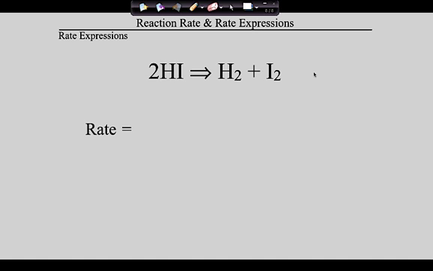So can we look at it? What's this going to look like? Well, first of all, we need to know the rate for HI. Because this is a reactant, what are we going to do? Make it negative, and what are we going to do with the 2? Divide by it. So it would look like this: negative, the change in concentration of HI divided by 2 times the change in time.